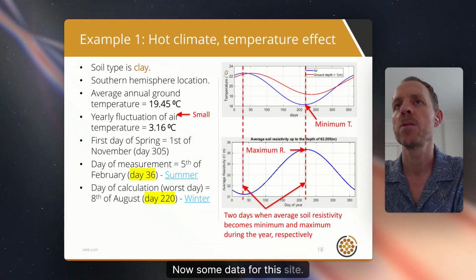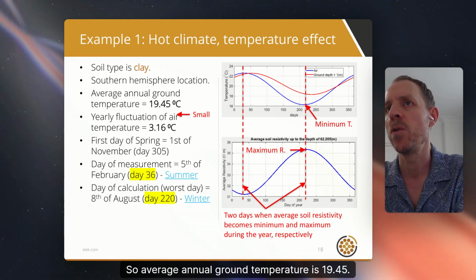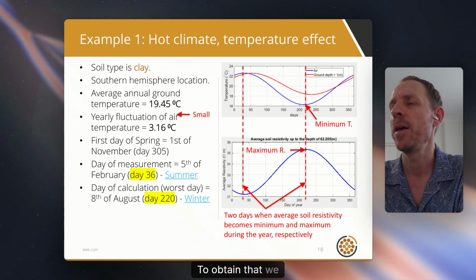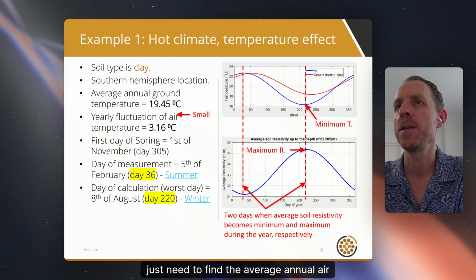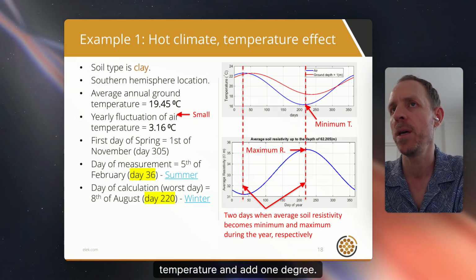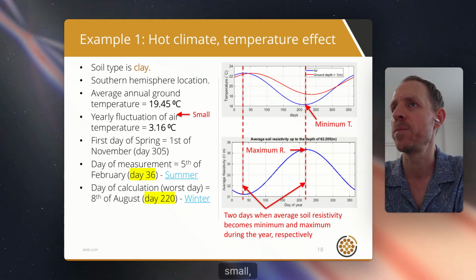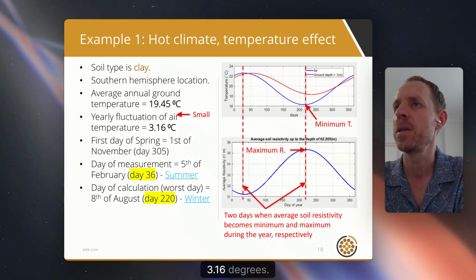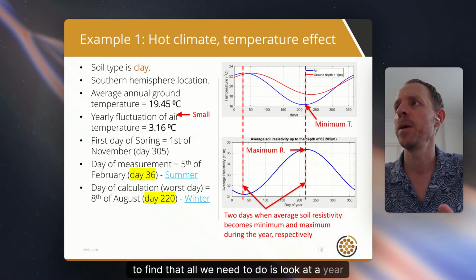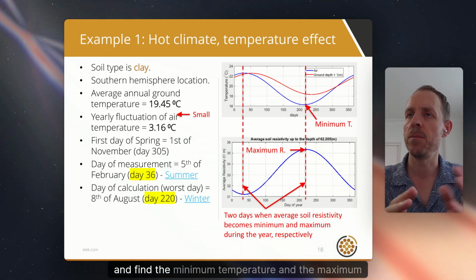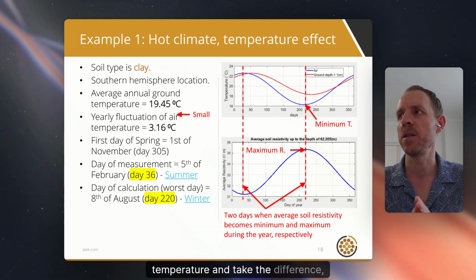Now, some data for this site. The average annual ground temperature is 19.45. To obtain that, we just need to find the average annual air temperature and add 1 degree. The yearly fluctuation of air temperature is quite small, 3.16 degrees. To find that, all we need to do is look at a year and find the minimum temperature and the maximum temperature and take the difference.